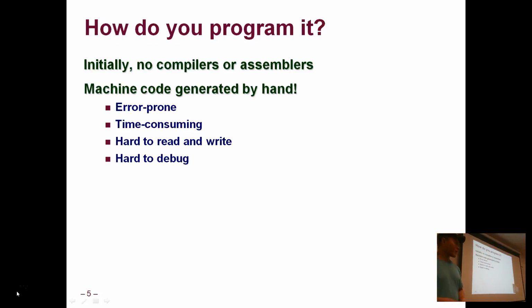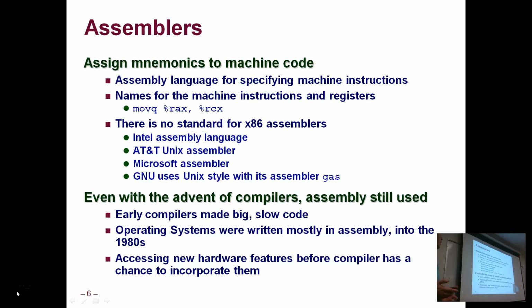Okay, so I've got my hardware. How do I program it? Initially there were no compilers and no assemblers. There were punch cards that you were punching in opcodes for the processor to act upon, so you would generate this machine code by hand. Obviously this is not ideal: error-prone, time-consuming, hard to read and write, hard to debug.